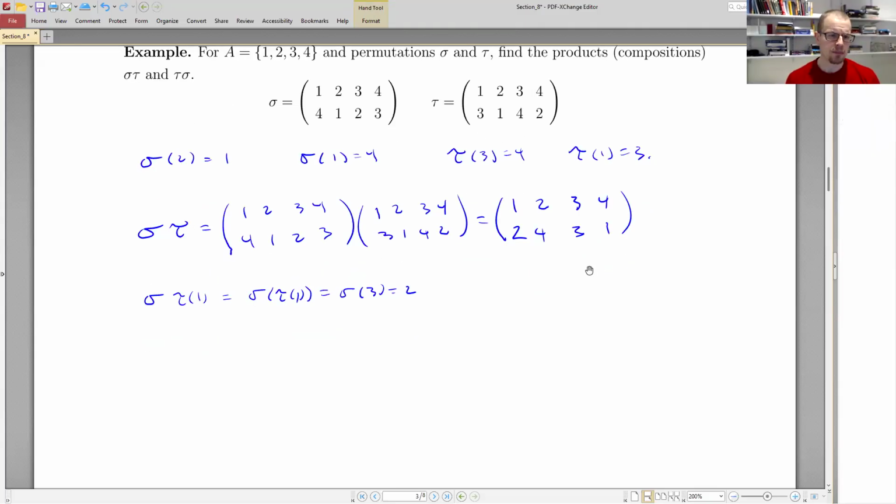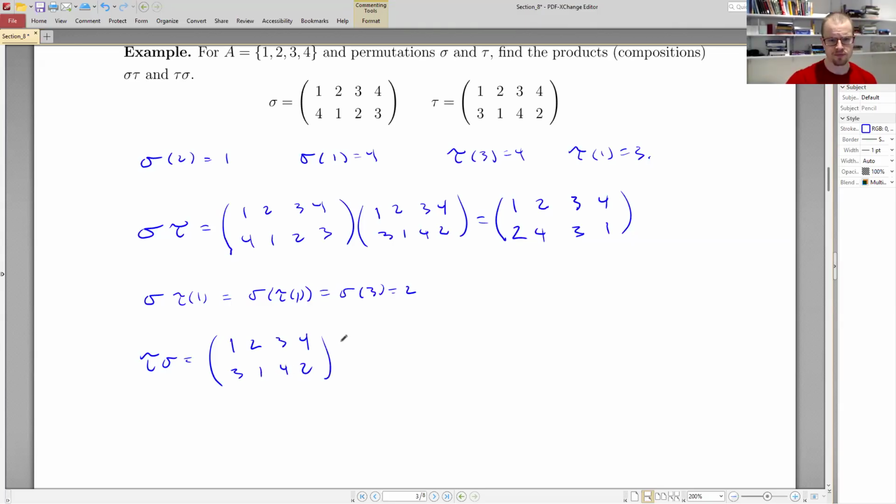Excellent. Now what about tau sigma? I want to perform this composition in both ways, so that I can observe, or recall, that function composition is not necessarily commutative. I'm hoping that I didn't choose a poor example here. Tau is this, 1, 2, 3, 4, 3, 1, 4, 2, and sigma is this, 1, 2, 3, 4, 4, 1, 2, 3.